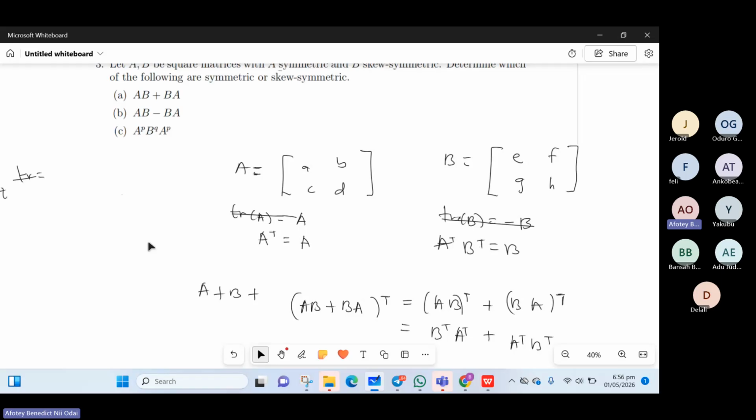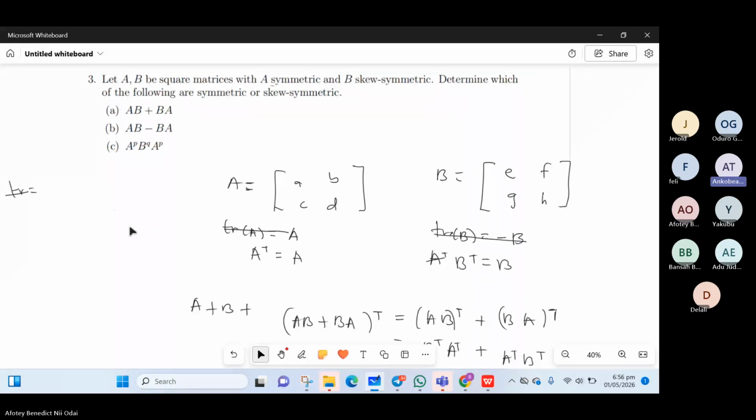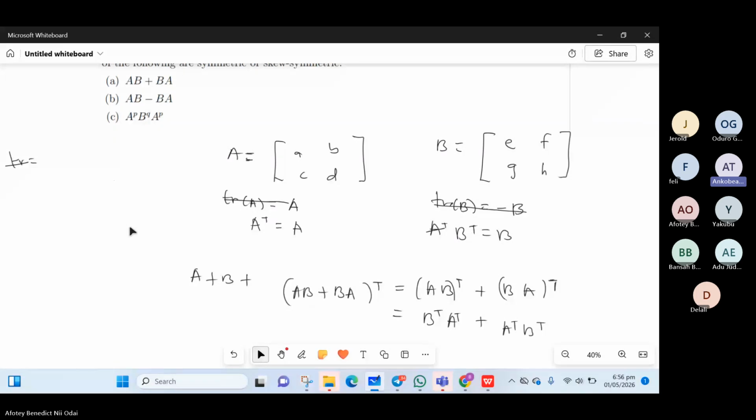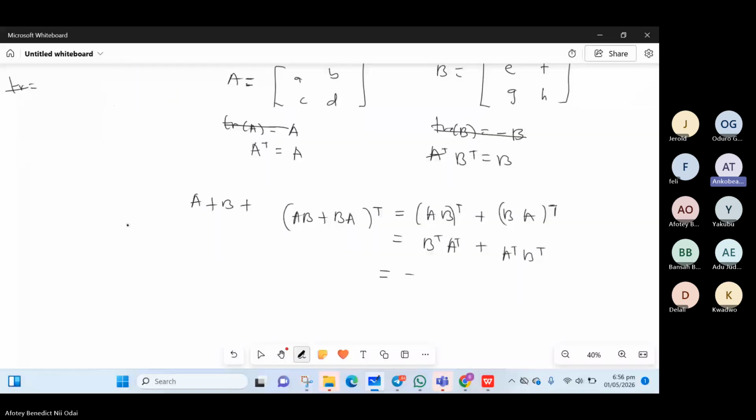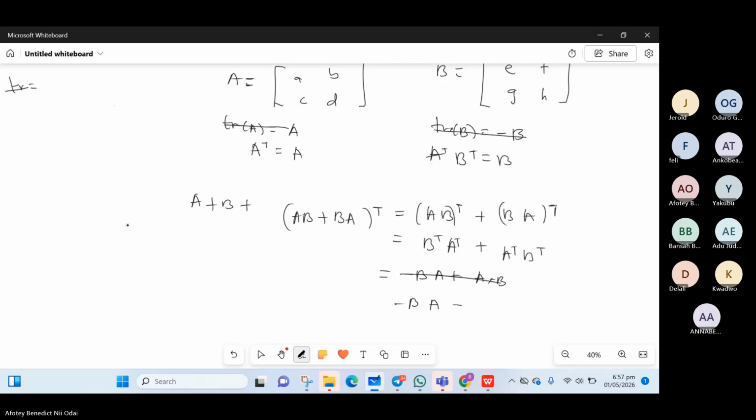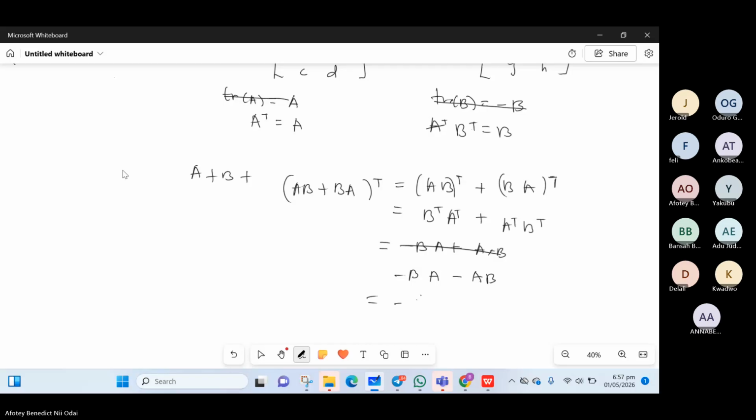Okay. So how do we conclude with this, please? From our initial definition of the symmetric matrix and skew matrix, we know that A transpose is equal to A. So wherever we see A transpose, we put A. And we know B transpose is equal to negative B. So wherever we see B transpose, we put negative B. Let me rewrite this. And this becomes our final answer.